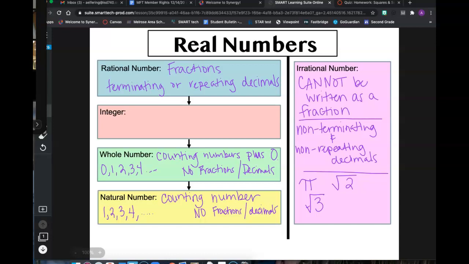Okay, then you got to about 6th or 7th grade and we learned about integers. Okay, integers are positive and negative whole numbers.